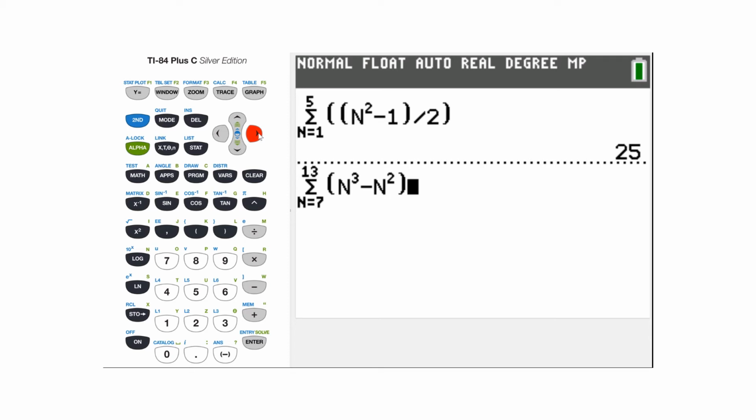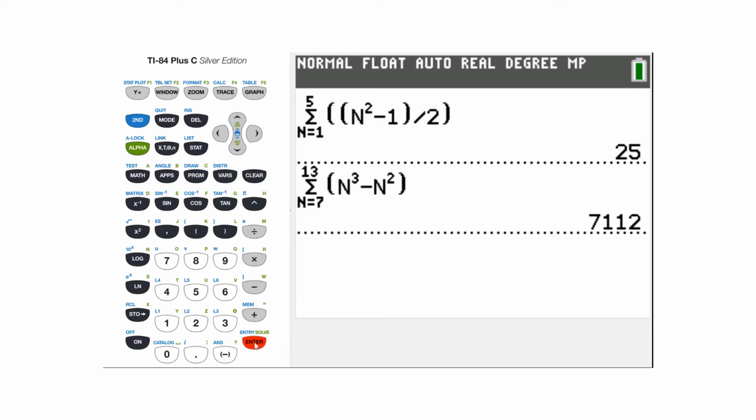And I hope now I'm getting 7,112. Let's see. Yes, I did. I got to put in there right. 7,112. Now, you have to admit this is much easier than doing it by hand. Thank the Lord for calculators.